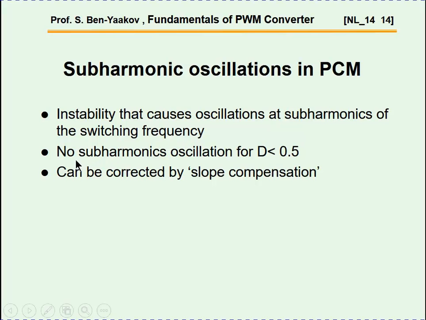However, this phenomenon starts to appear only when the duty cycle is above 0.5. When the duty cycle is below 0.5, there are no subharmonic oscillations, and I'll explain it in a few minutes. So if the system is designed such that the duty cycle will always be confined between 0 and 0.5, that's fine. There will be no subharmonic oscillation. However, if the system goes into a duty cycle which is higher than 0.5, you need to do something in order to eliminate, or arrest, these oscillations. And what you have to do is to add a slope compensation. I'll talk about it in a couple of minutes.